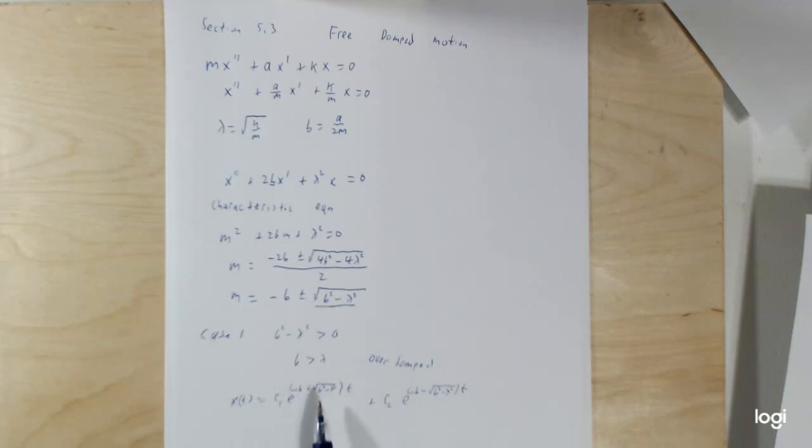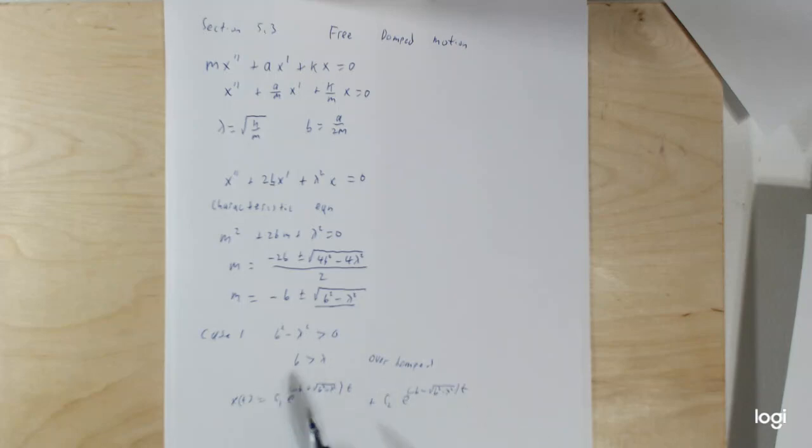Now, because we have b squared minus lambda squared, this thing inside the square root is going to be less than b squared. So the square root is going to be less than b. So this is still going to be a negative number. So we have e to a negative number times t, e to a different negative number times t. So both of these are going to be exponentially decaying out.